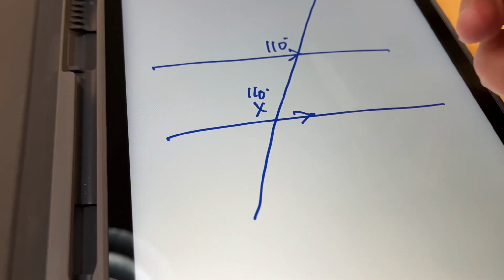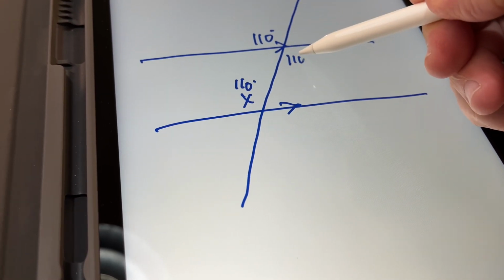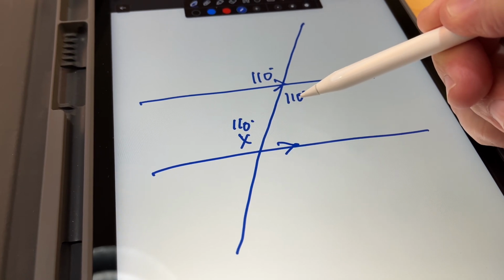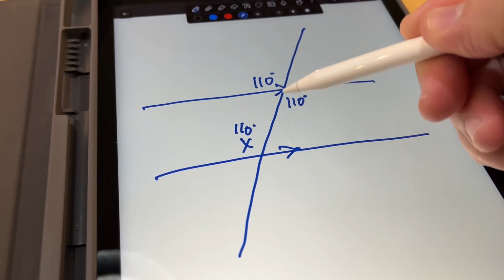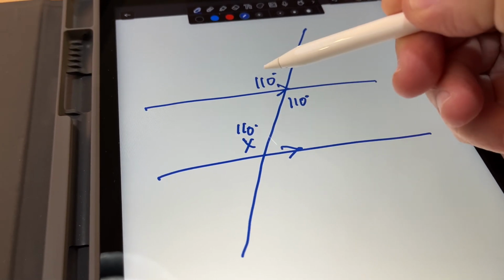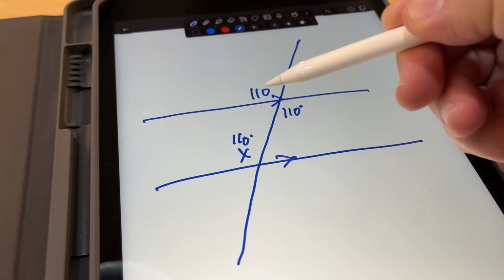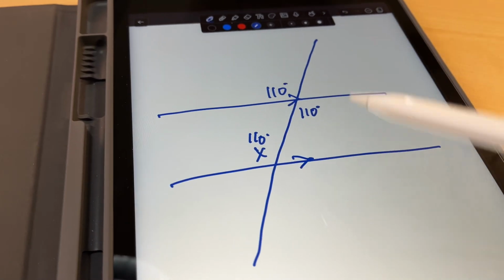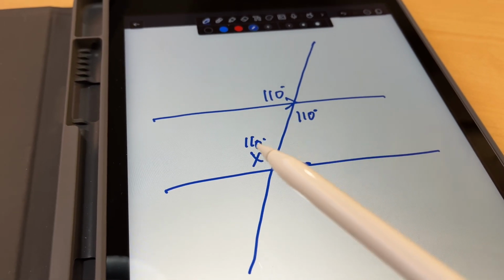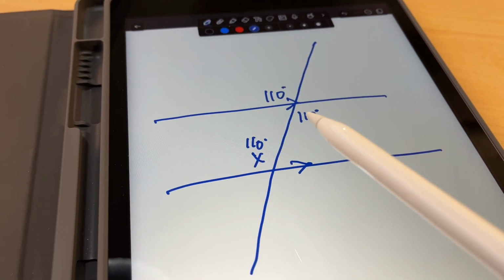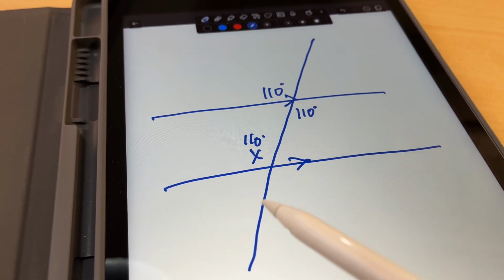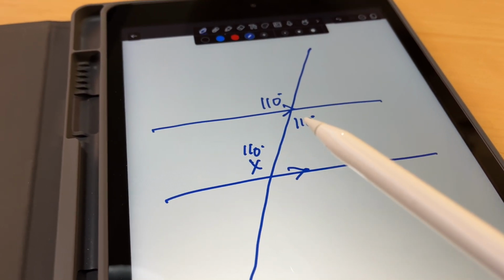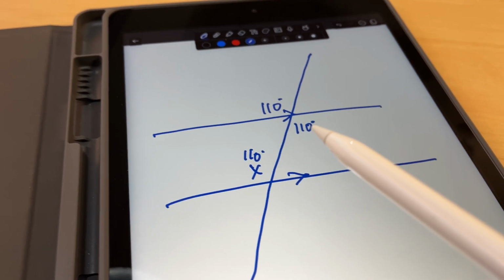But also you could say that these two angles right here are vertical angles. So this angle is going to be the same as this angle because they are vertical angles. When you have an intersection of two lines like this, the angles that are directly across from one another are equal to each other. So we know this is 110, and these are called alternate interior angles. They are on alternate sides of the transversal. One's on this side, one's on the other side. And so they're alternate interior angles.